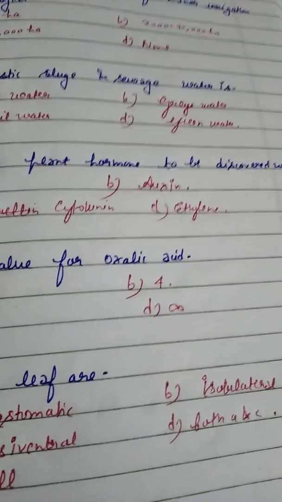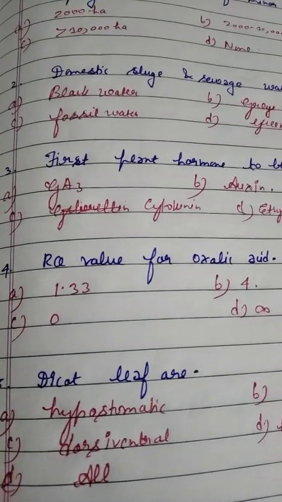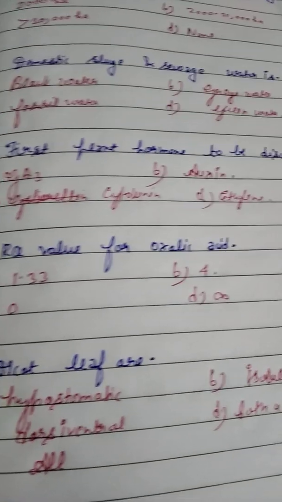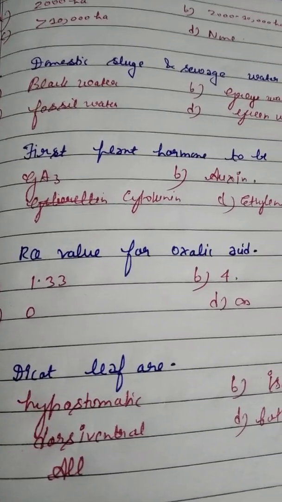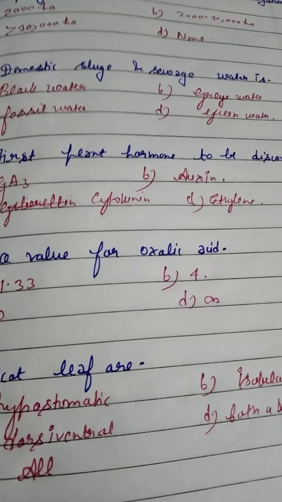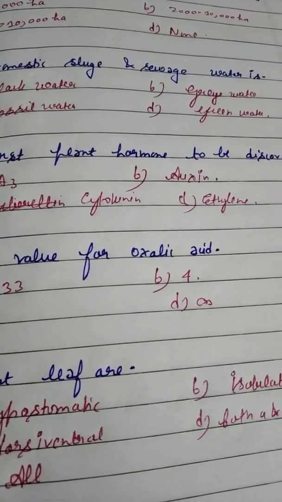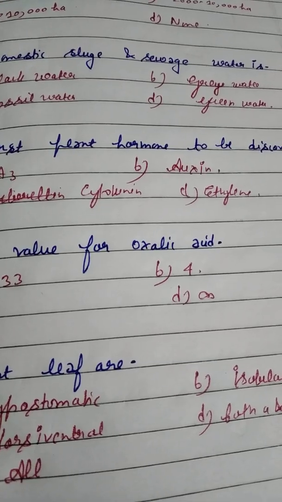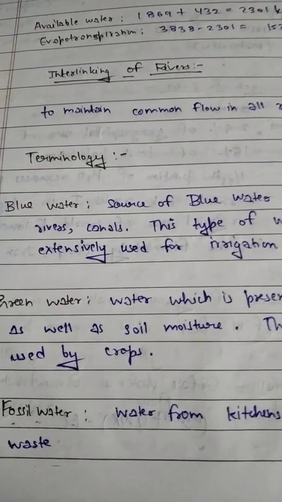Domestic sludge and sewage water is called as: option A black water, option B grey water, option C fossil water, option D green water. So student, you have to tell what this water is known as, domestic sludge and sewage water. So option D you can easily eliminate, student, green water, because green water is water found in plants. So please students remember blue water also.